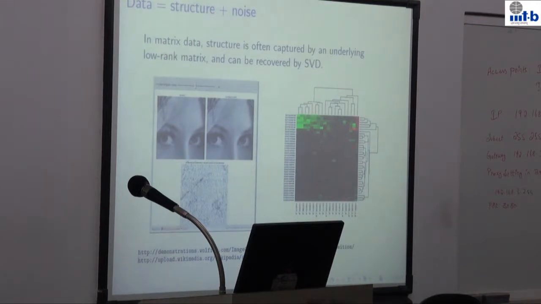And it turns out that for most of these images, there is an underlying structure which is a low rank matrix, and then there is some noise. So for most matrix data, a very useful way to model the structure underlying the data is a low rank approximation. The rank of the matrix is the number of linearly independent rows or columns, the maximum number of linearly independent rows or columns in the matrix.